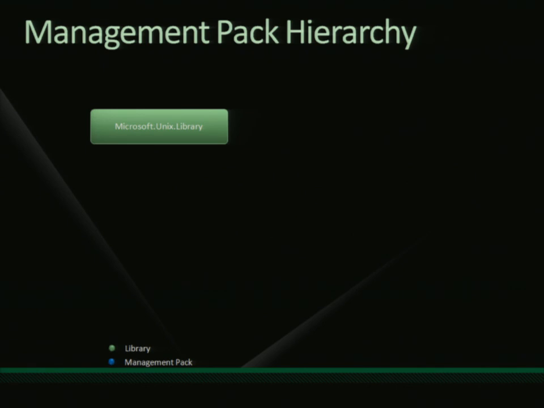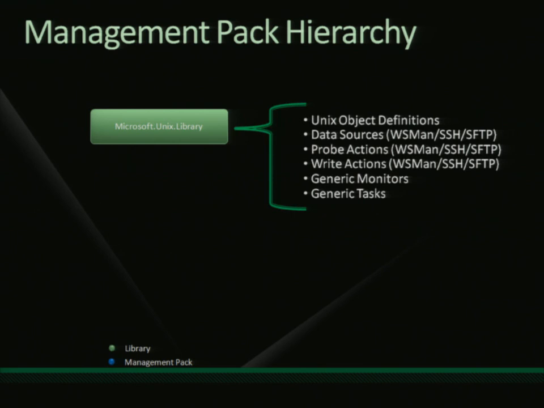So within this library, this is, like I said, kind of the main hub of cross-plat. It defines the objects, what a Unix computer is, what a logical disk, physical disk, processor is, what an application component might look like, with all the properties associated with it. Group relationships, hosting relationships. We also have data sources, probe actions, and write actions. Data sources will go out there and give you information back. Probe actions will read stuff into it. Write actions will write stuff back and execute commands.